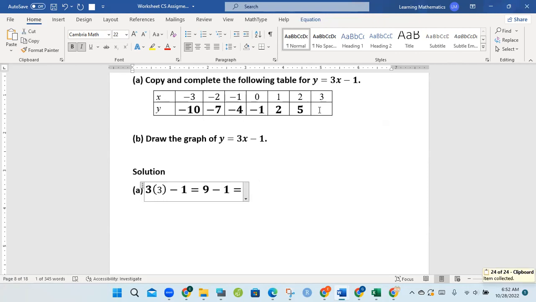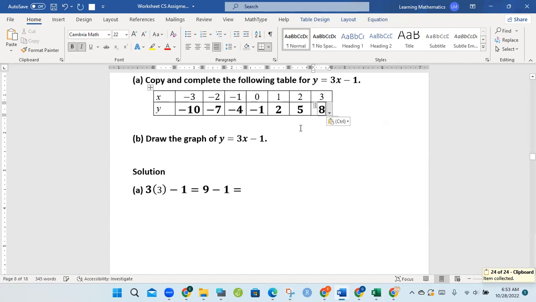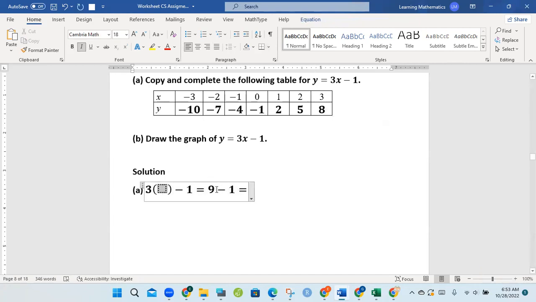Now we have completed our ordered pairs by substituting into this template x individually, so that's the y values, that's the range, -10 to 8. So now we're going to our x and y axis to plot these points, -3 on the x and -10 on the y.